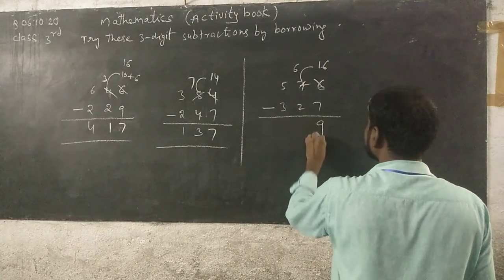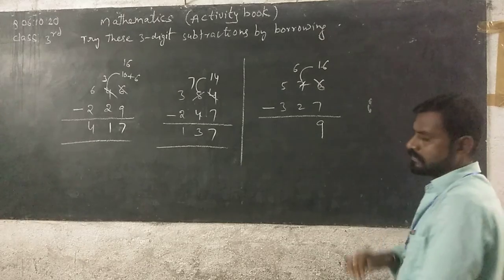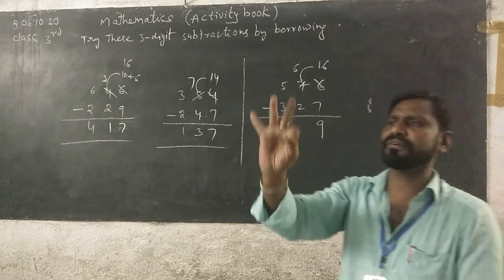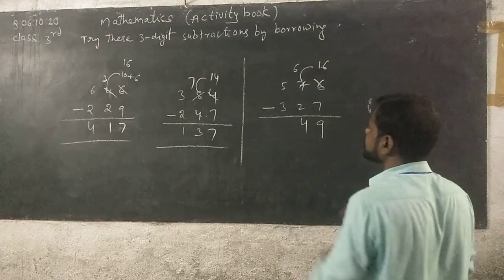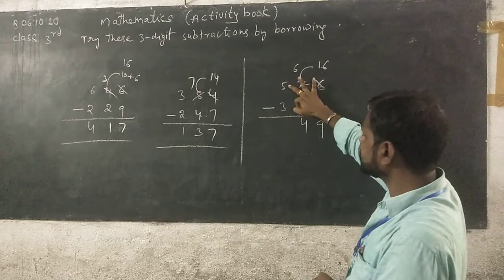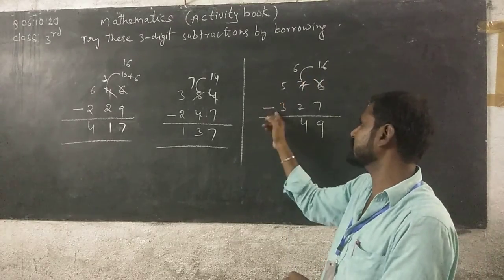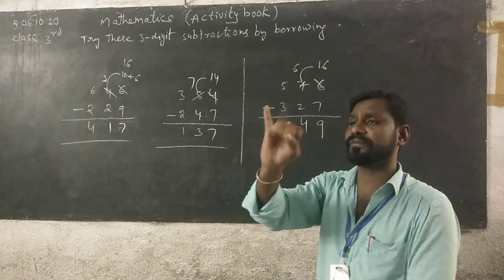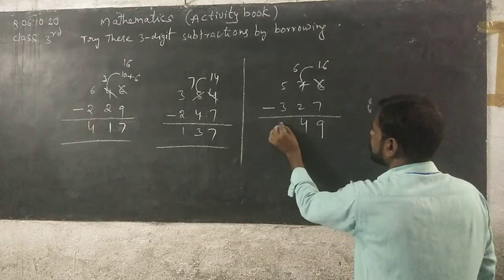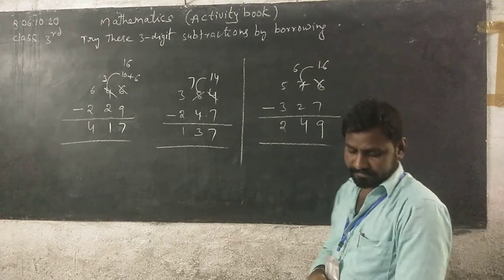Next, subtract the digits in tens place. 6 minus 2, it is possible. 6 is greater than 2. You can count 2, after 3, 4, 5, 6. 4. Write down under tens place. Next, subtract the digits in hundreds place. 5 minus 3 is also possible because 5 is greater than 3. So you can count 3 after, up to 5: 4, 5. So 2, write down in the hundreds column.